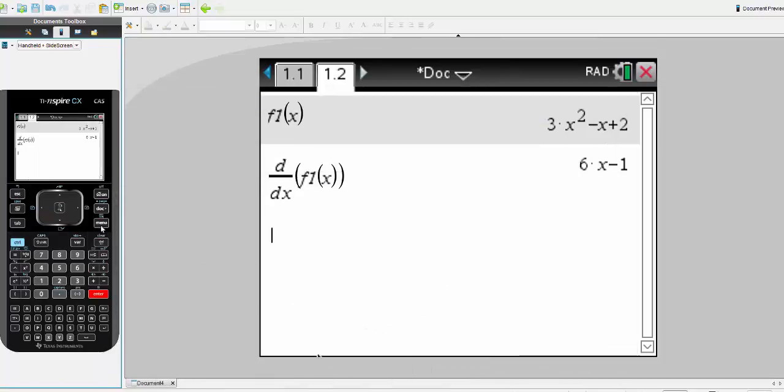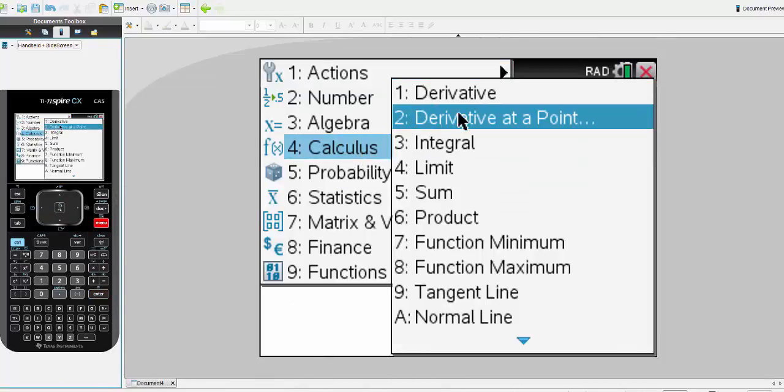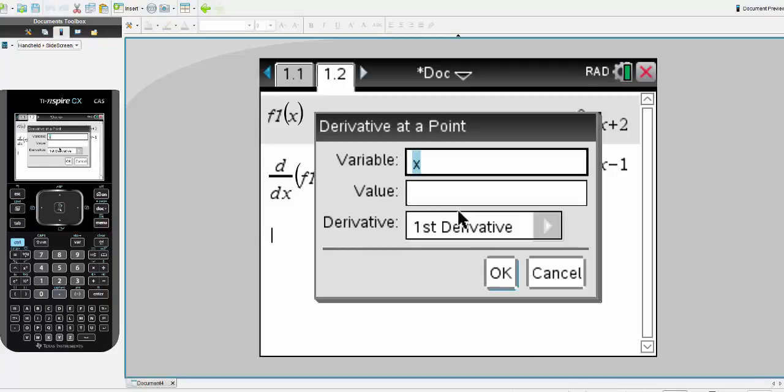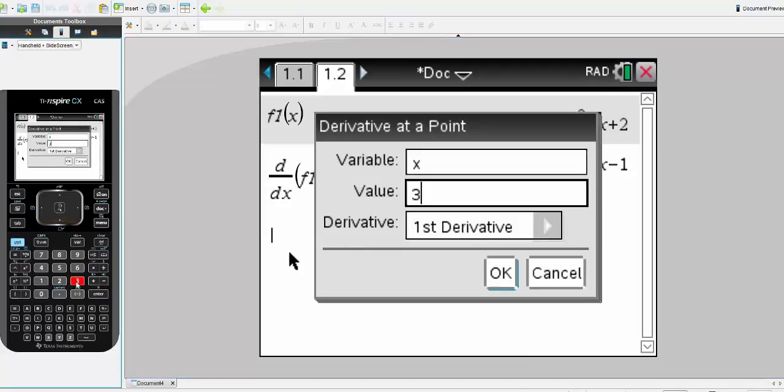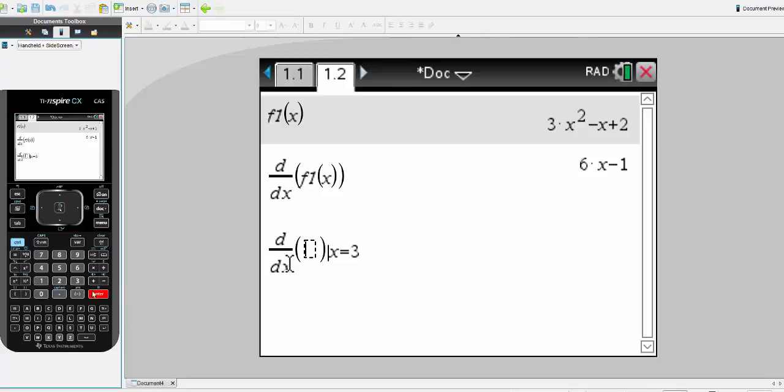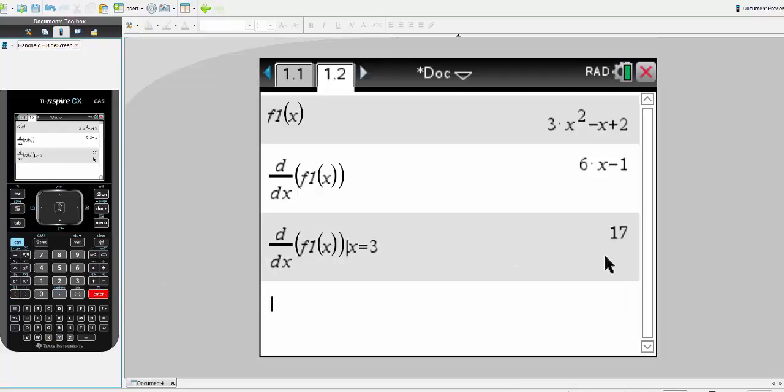Now we can also use this function, derivative at a point. So variable x, and for x is equal to 3, and the first derivative, that's the only one we know so far. So the derivative of this function f1 of x with respect to x, where x is equal to 3, and then we get 17. So this tells us that the slope is 17. The slope of the tangent is going to be 17.